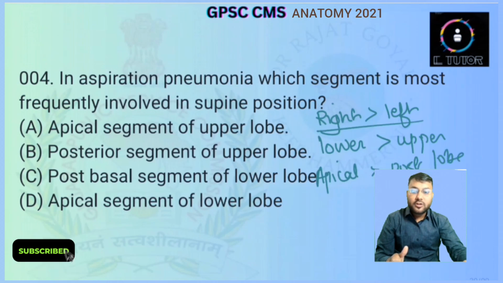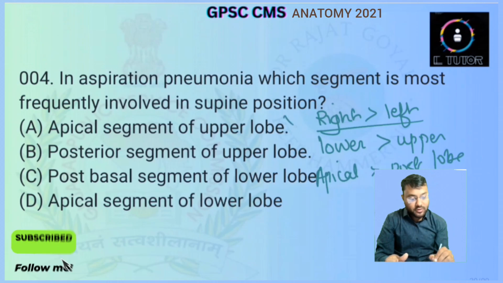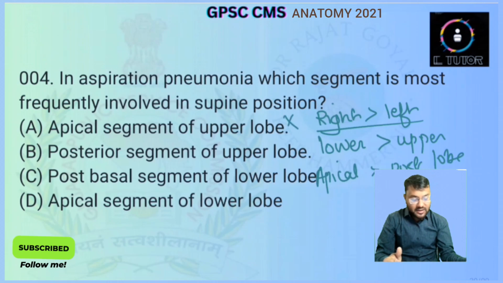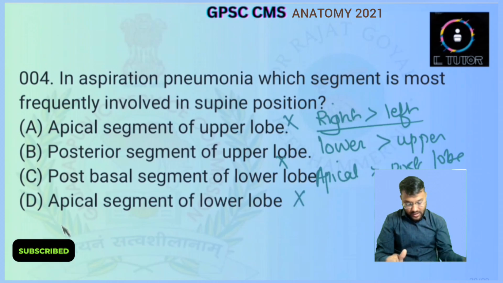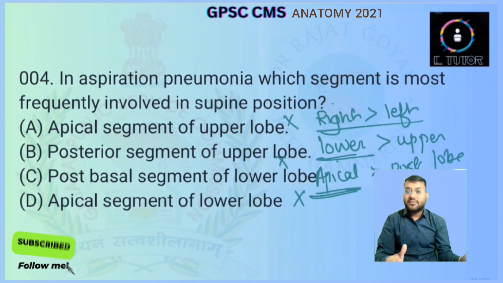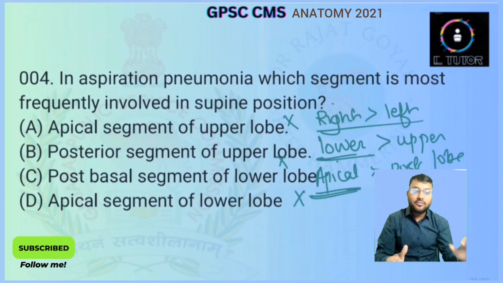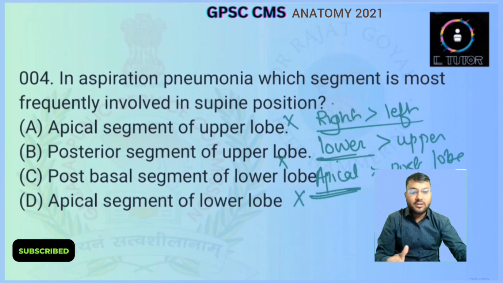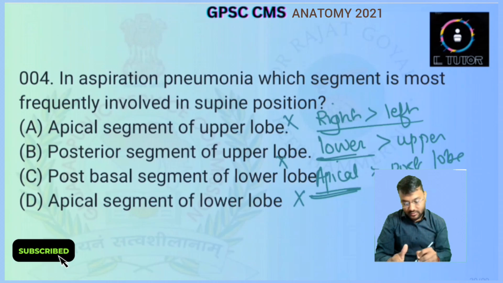If we talk about the options, the apical segment of the upper lobe, no, it is not the most frequently involved. Posterior segment of the upper lobe, no. Posterior basal segment of the lower lobe, no. And the apical segment of the lower lobe, because apical is more, lower is more and right side is more. So the answer will be option D: the apical segment of the lower lobe is the most frequently involved in the supine position for aspiration pneumonia.